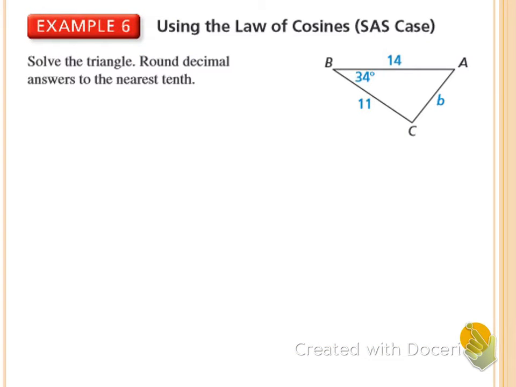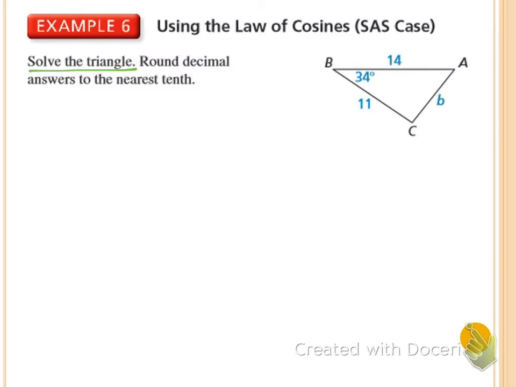Solve the triangle. Okay? The reason we can't use the law of sines is because we don't have a known pair. We've got a side, an angle, and a side. I don't know the angle across from 14, I don't know the side across from 34, I don't know the angle across from 11. So I don't have a known pair, I'm going to use the law of cosines. Remember that solve the triangle means to find all the missing sides and all the missing angles.